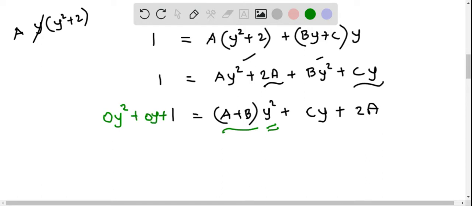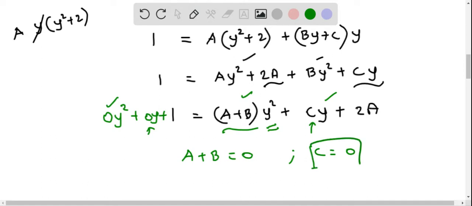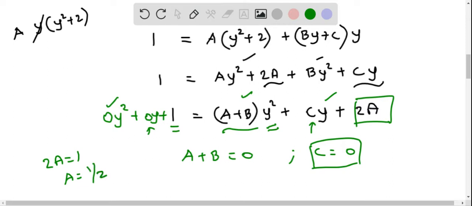And this means a plus b equals the coefficient of y squared, which equals 0. So we are going to get this equation a plus b equals 0. Likewise, when we compare the coefficient of y on both sides, we see that c equals 0. And so we get c equals 0, which means we determine the value of c. And also the constant term, if we compare, 2a equals 1. So we have this equation 2a equals 1, and it solves for a equals half. If a equals half, when we plug it into this equation, we get the value of b equals negative half.